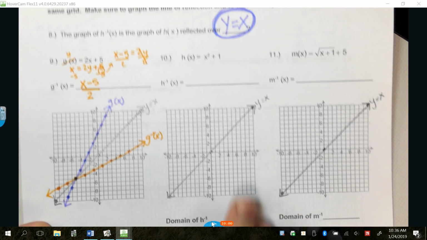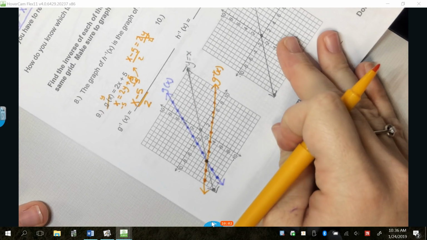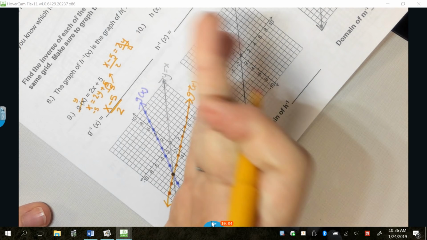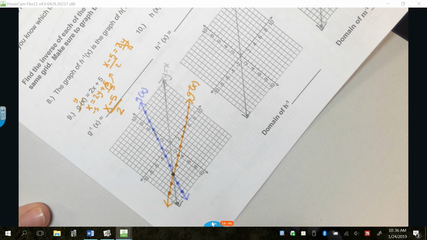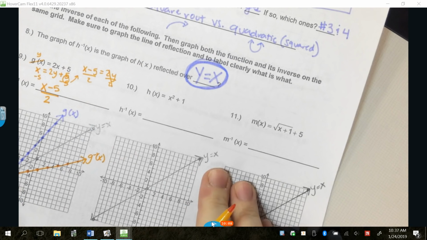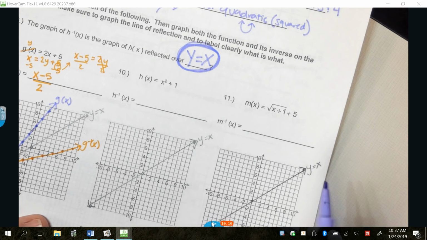Okay, and then think about it. If I turn it this way, because it's reflecting over that line, does it reflect perfectly? Yes. Yes, it does. Okay, so let's try number 10.